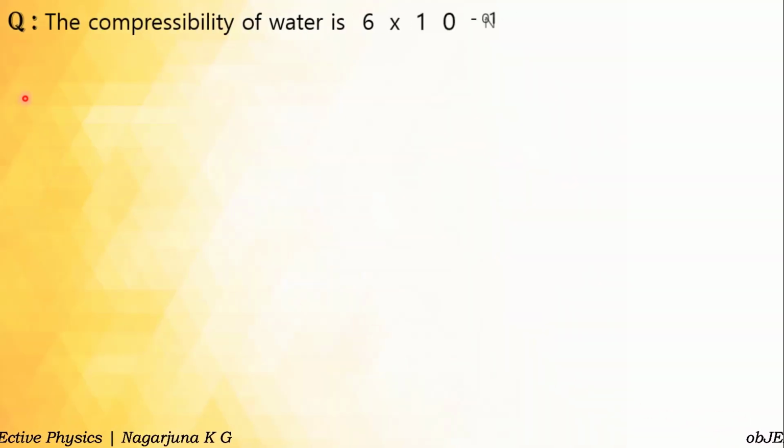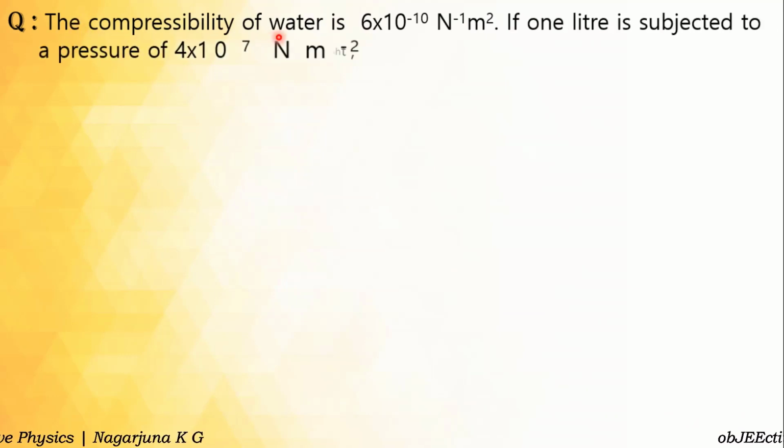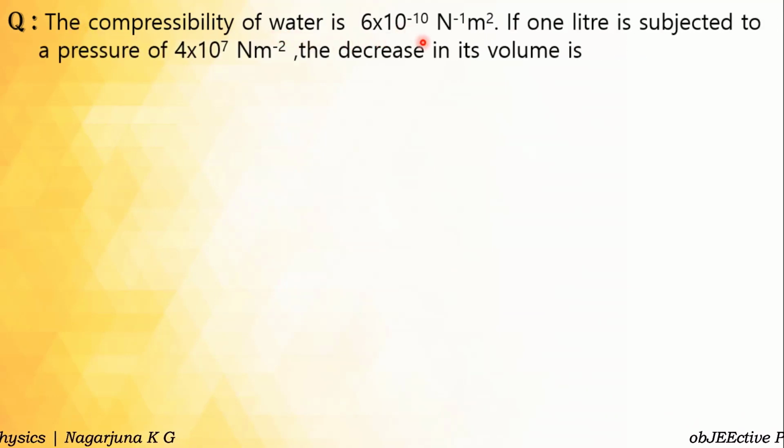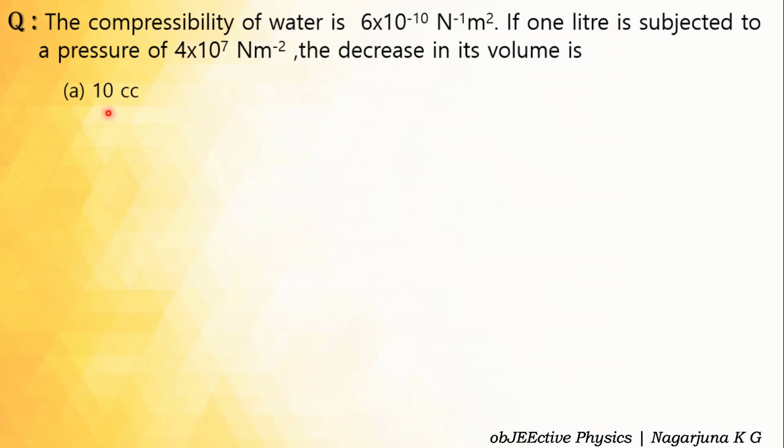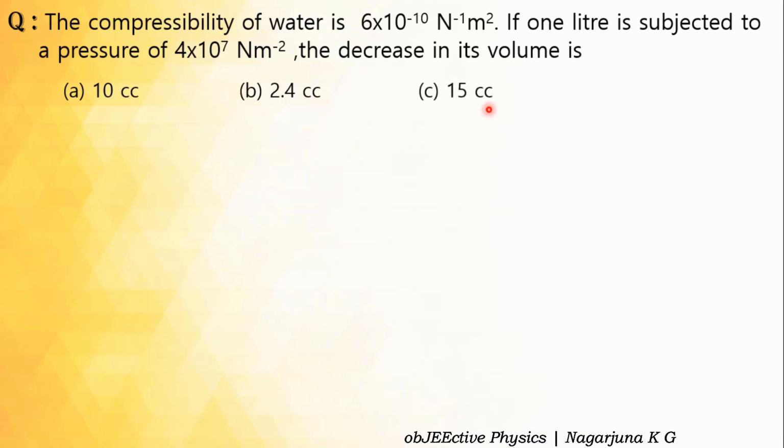Next question. The compressibility of water is 6 into 10 power minus 10 Newton inverse meter square. If 1 liter is subjected to a pressure of 4 into 10 power 7 Newton per meter square, the decrease in its volume is: option A 10 centimeter cube, option B 2.4 centimeter cube, option C 15 centimeter cube, option D 24 centimeter cube.